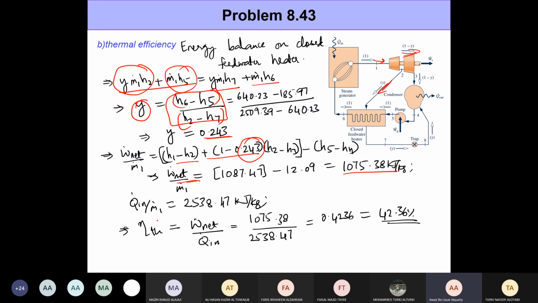So we just have the work output per unit mass and then heat input per unit mass. You substitute the numbers, and this is what you get. So it's certainly higher than the case where you don't have a feed water heater, right? Without a feed water heater, the efficiency would probably be around 38%. Okay, so this is part B.